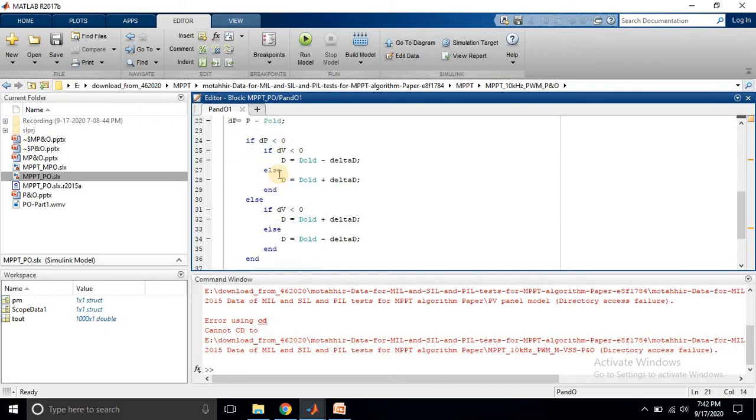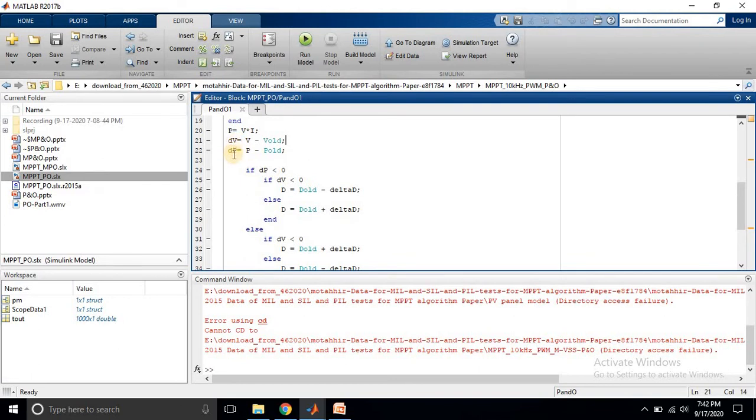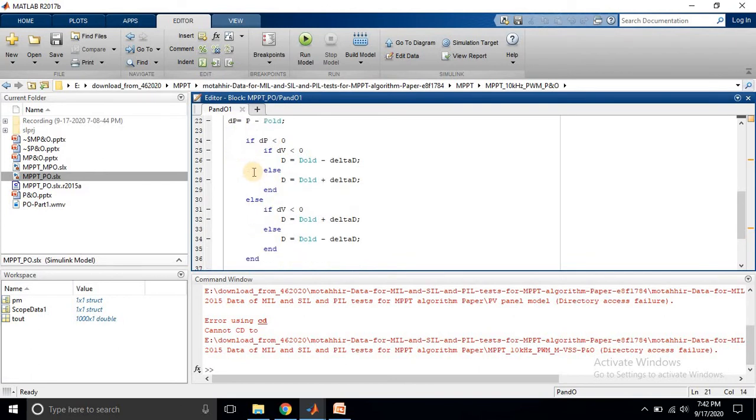Okay, so after finding the power difference and voltage difference, you have to implement the P&O algorithm. You just have to compare the power difference, whether it is less than or equal to 0 or not. If it is less than or equal to 0, then you have to implement this loop, right? Next you have to check the voltage difference, whether it is less than or equal to 0. If it is less than 0, then you have to decrement the duty cycle. If it is greater than 0, you have to increment the duty cycle.